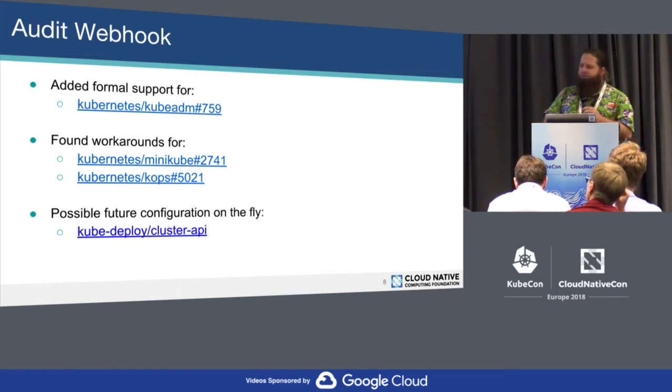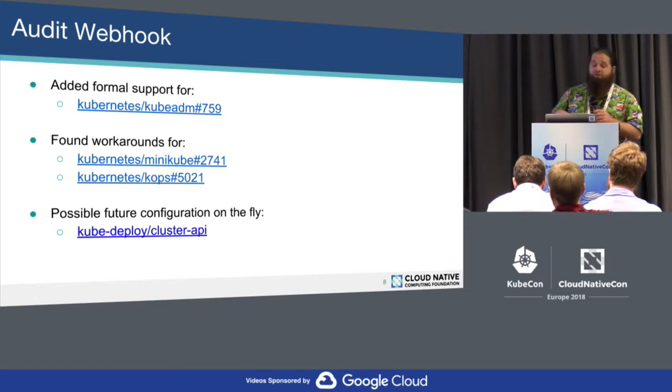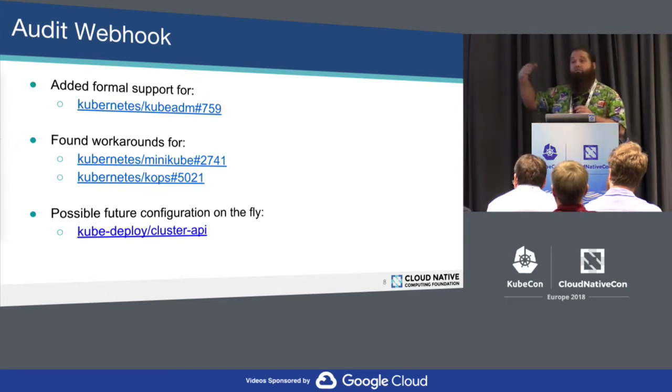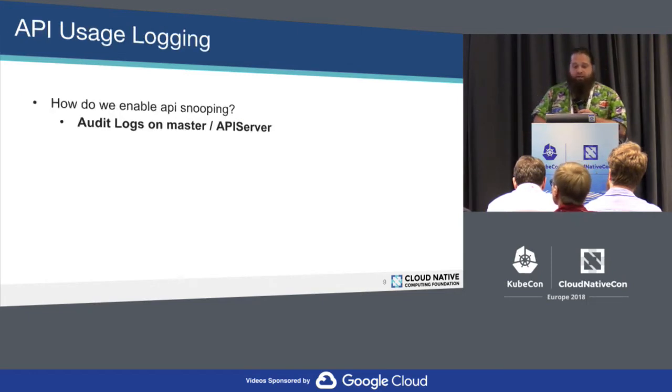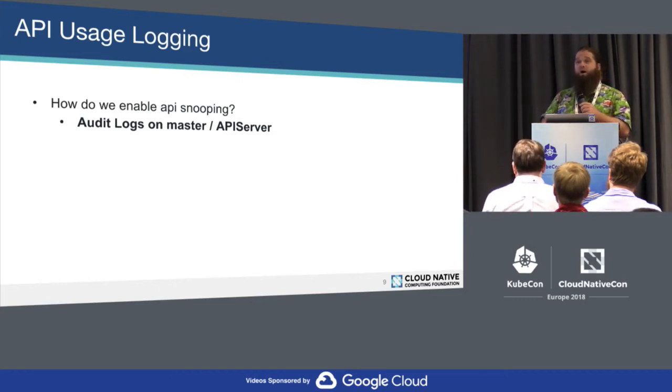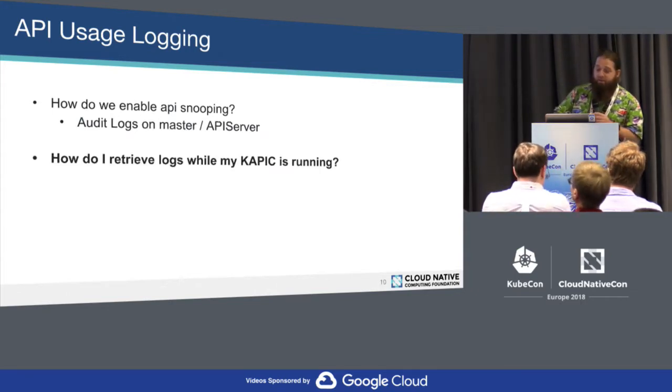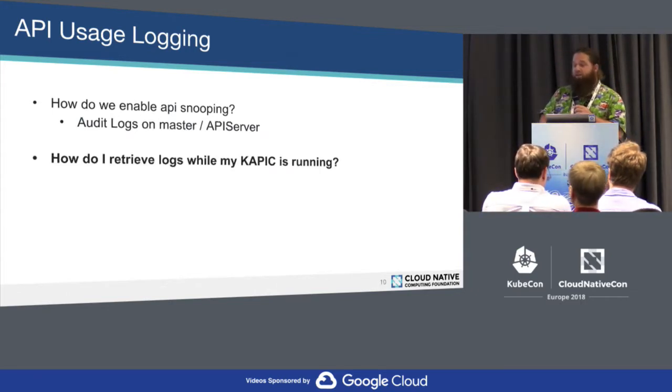We worked on some workarounds for Minikube and kops that weren't complete. In the future, we may be able to use the cluster API to reconfigure our API servers to have the information they need to send webhooks for our audit information. So how do we enable our API snooping? We decided for now to use our audit logs directly on the master API server. Our approach today requires that you have access to configure your master, enable audit, and be able to retrieve those logs. So now, how do we retrieve our logs while the KPIC is running?